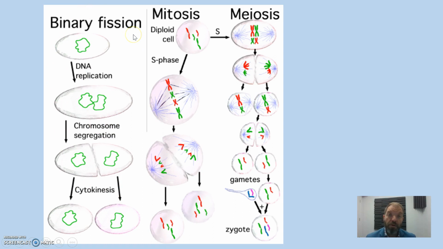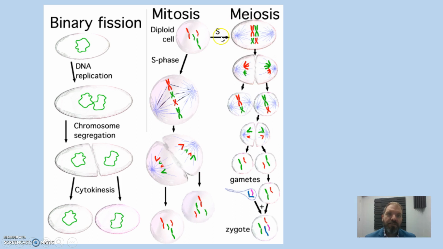Now, this happens in prokaryotic cells. It is a simple process of DNA replicating. The circular chromosomes segregate, and cytokinesis is the process of one cell separating into two. That's been covered previously, and it's a fairly simple process that happens in prokaryotic, often referred to as bacterial, cells.